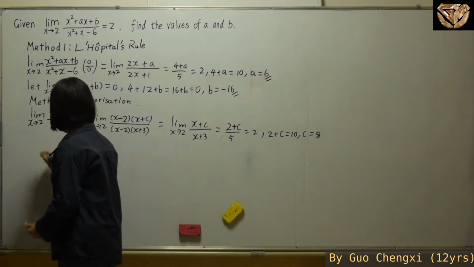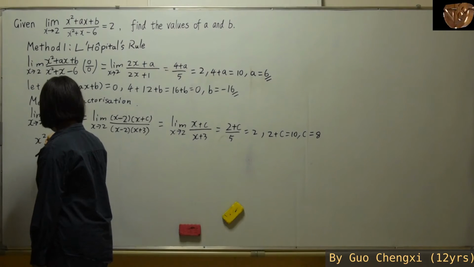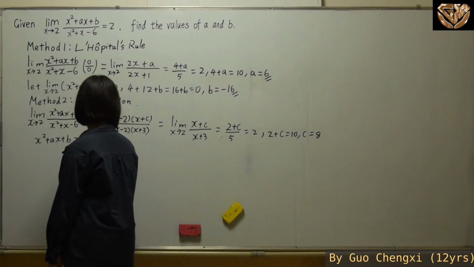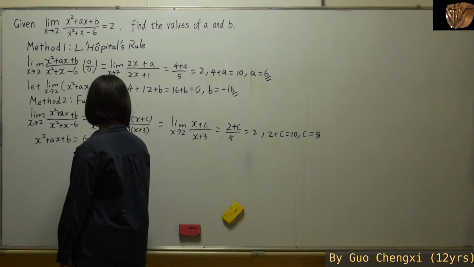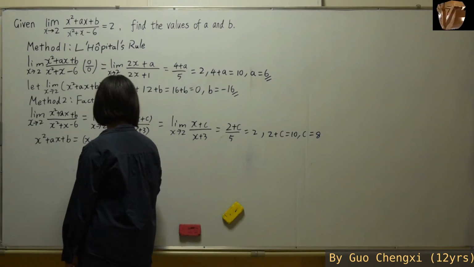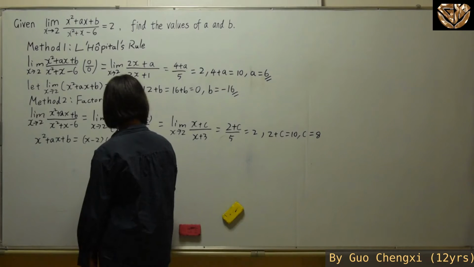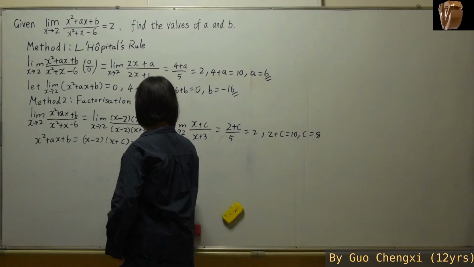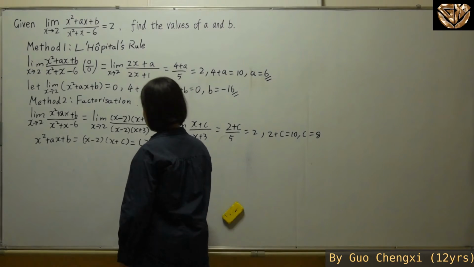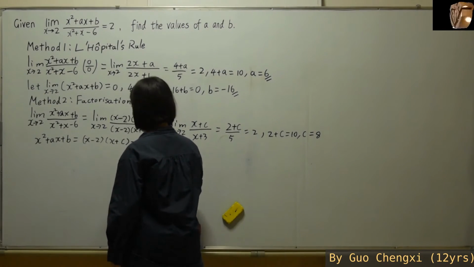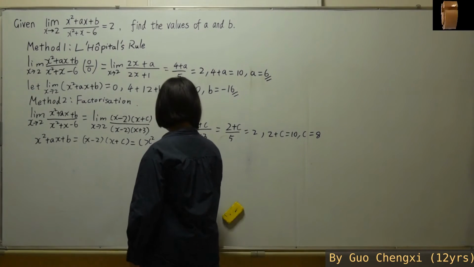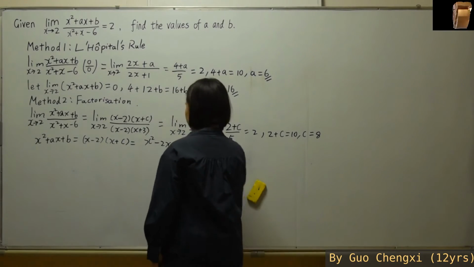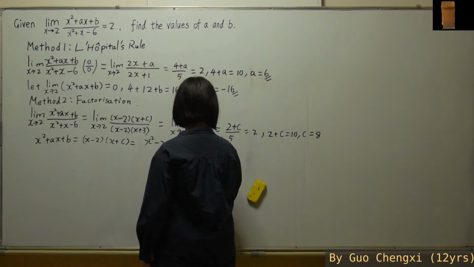But what are a and b, even if we know what c is? x squared plus ax plus b is supposedly equal to x minus 2 times x plus c. If you multiply these, you'll get x squared minus 2x, then you plus cx, then once again you minus 2c.